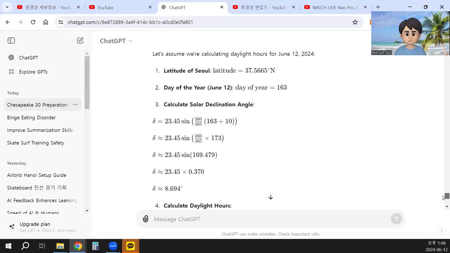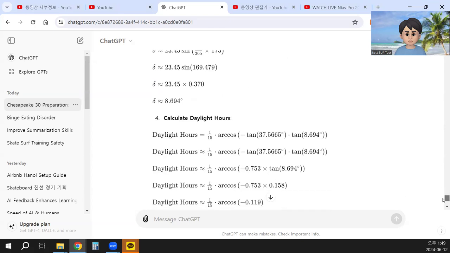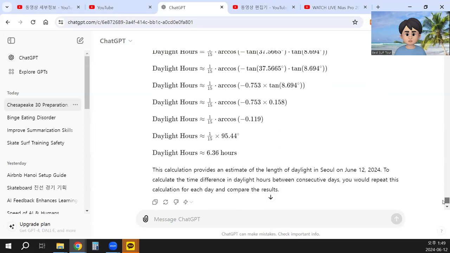9 degrees, because declination means directly east, and here 9 degrees to the south, maybe, because it almost approaches 23.45, 23.14. But the calculation of the solar declination angle here goes for 9 degrees, and then tangent. And then 15.1, why 15? So the calculation goes for 6-point daylight hours, 6.36 hours. It means more than 6 point. And this calculation provides an estimate of the length of daylight in the Seoul region.